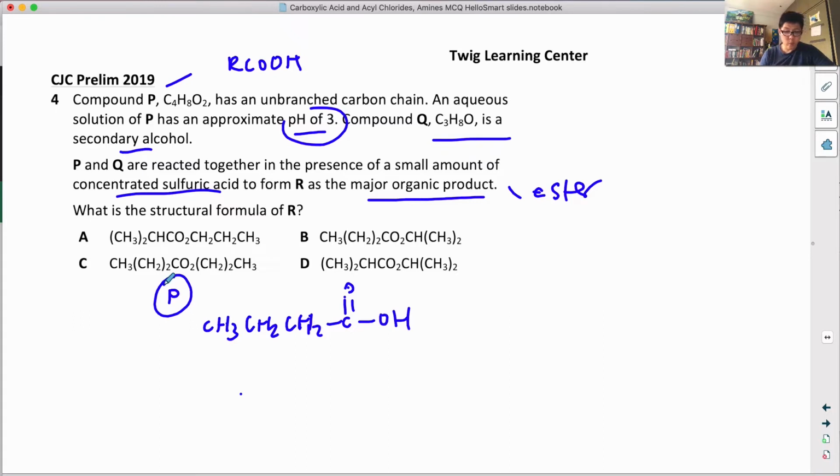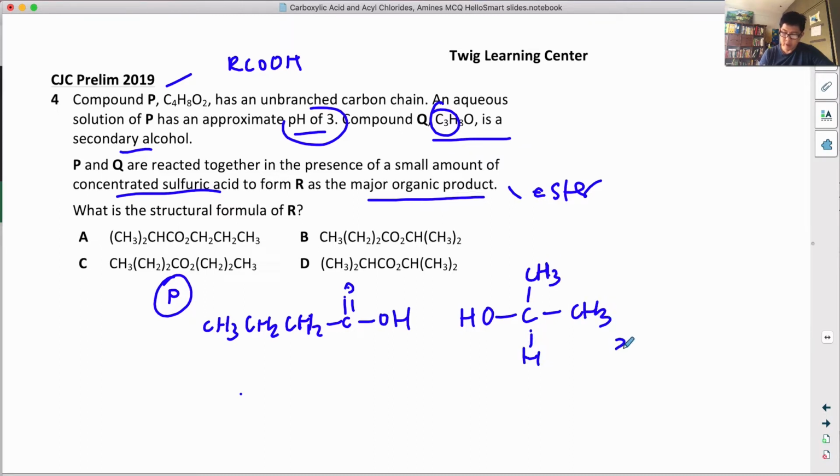Okay, P will react with a secondary alcohol. This is a secondary alcohol and there are only 3 carbons. So I'm going to draw a secondary alcohol over here. Secondary alcohol means it must have 2 R groups. And there are only 3 carbons, right? So this is the only way I can draw it.